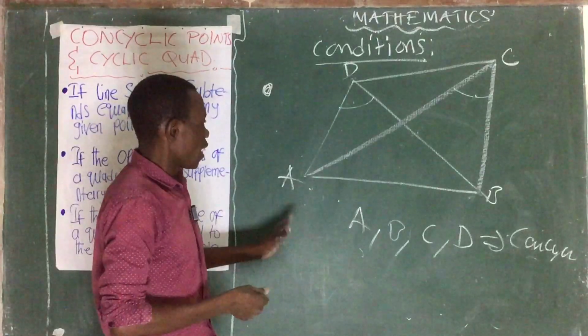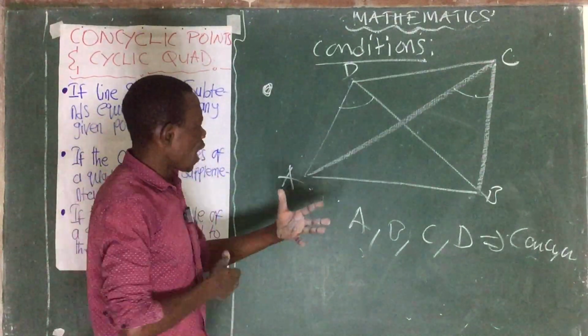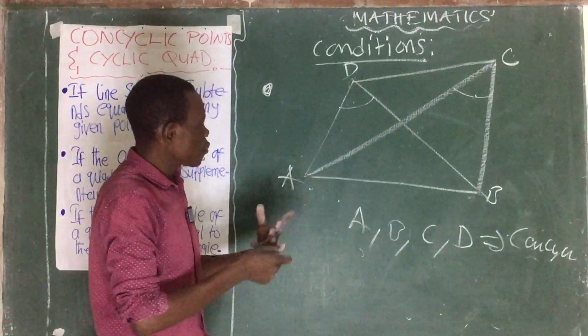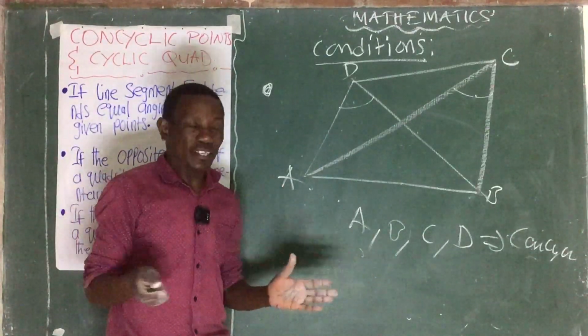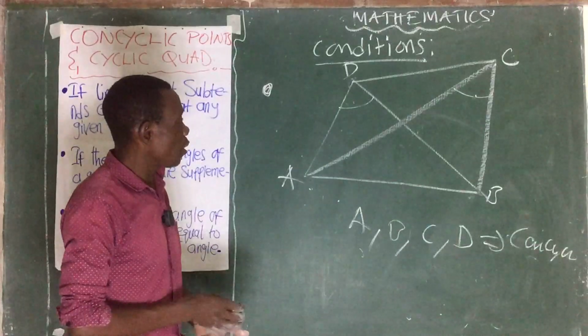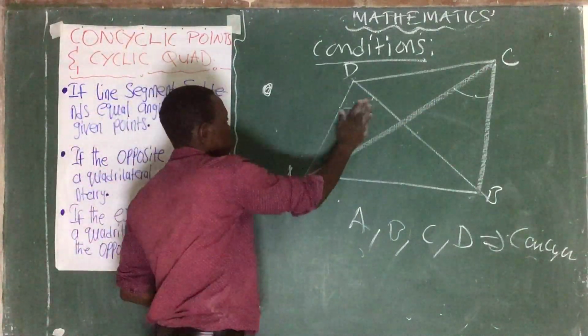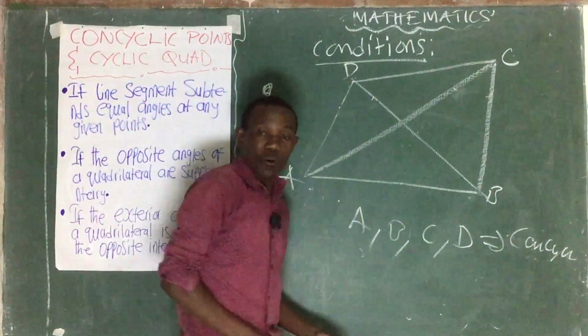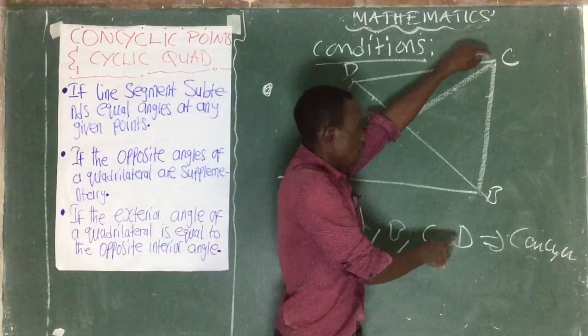So, just check the figure that you are given. This figure shows that there's a certain line that is subtending angles at certain given points, and those angles are equal. Things like that. Or else, not this pair of angles. You can have what?